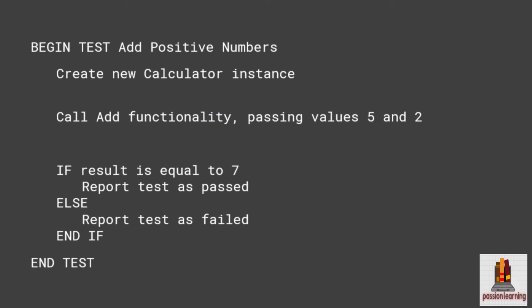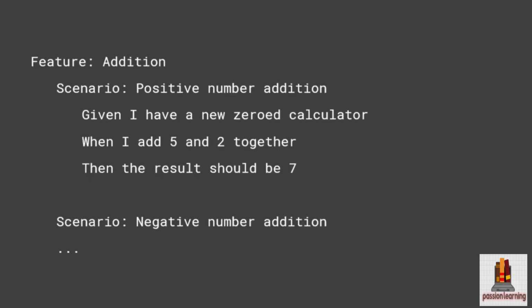As an example, let's take our calculator add positive numbers test. We could create a business readable version of this test. At the top, we're describing the feature, in this case addition, and then for each test that we want to execute, we describe a scenario. So the first scenario here, positive number addition. Inside this scenario, there's a number of steps. Given I have a new zeroed calculator, when I add 5 and 2 together, then the result should be 7.